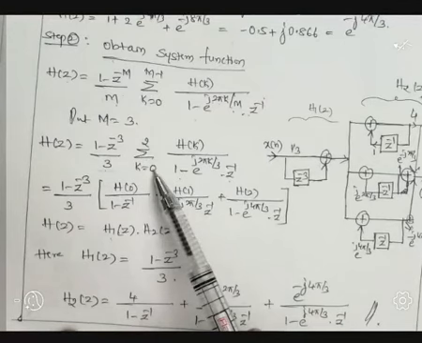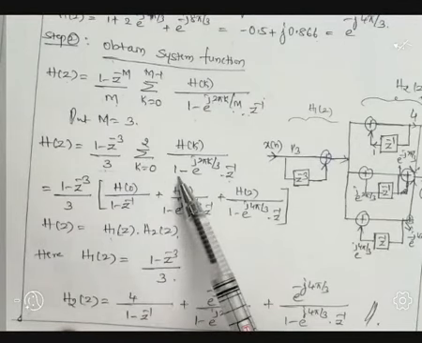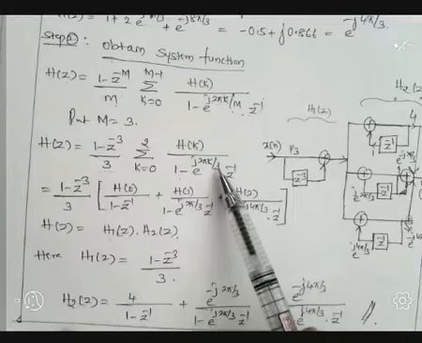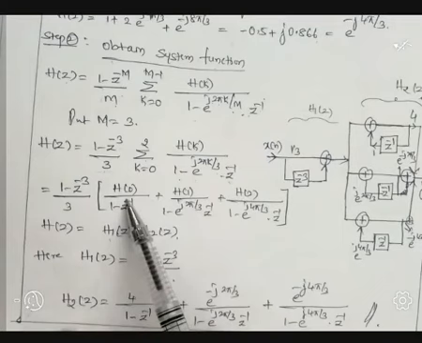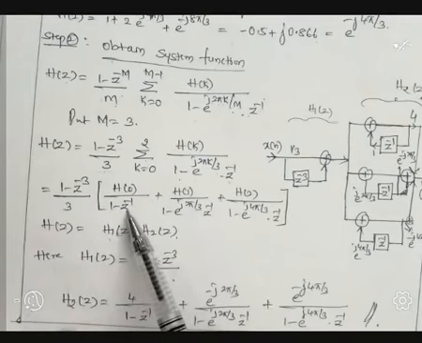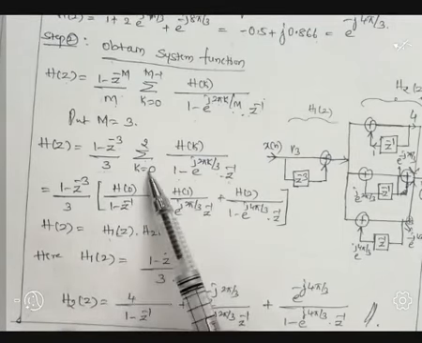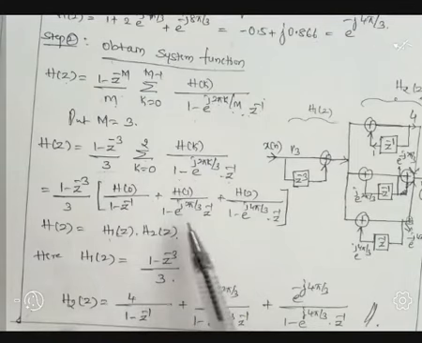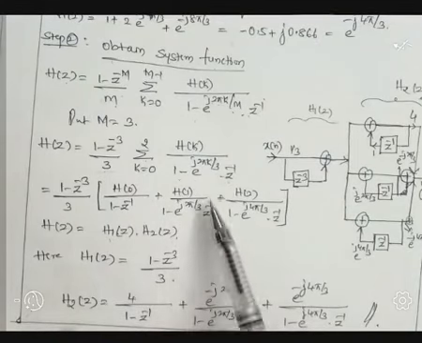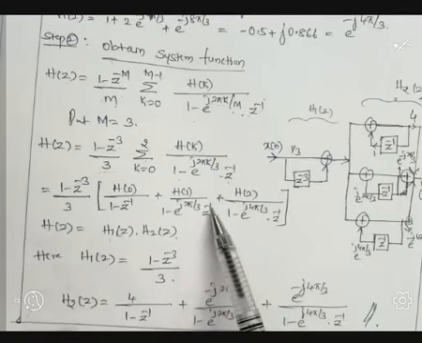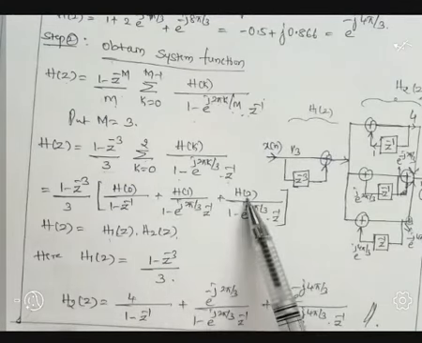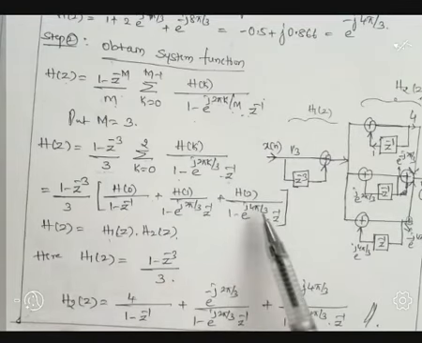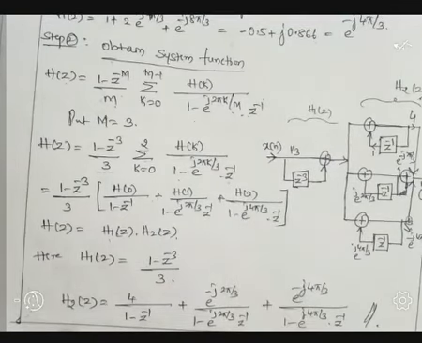H of 0 divided by 1 minus e to the power 0, that is 1 into z to the power minus 1. If k equal to 0, we got this term, h of 0 divided by 1 minus z to the power minus 1. If k equal to 1, h of 1 divided by 1 minus e to the power j 2 pi by 3 into z to the power minus 1. If k equal to 2, h of 2 divided by, k equal to 2 means 2 pi into 2, 4 pi by 3 multiplied by z to the power minus 1. This is what H2 object is.